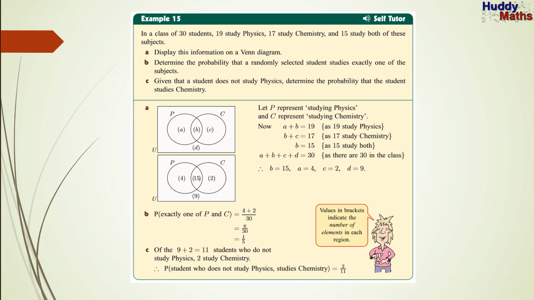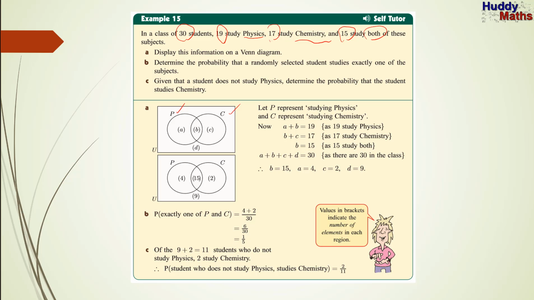So you've got 30 students, 19 do physics, 17 do chemistry, and 15 study both. Okay, display the information on a Venn diagram. Let's do that. So here's our Venn diagram. In the first case here, we've got physics, chemistry, and in the middle the overlap here.